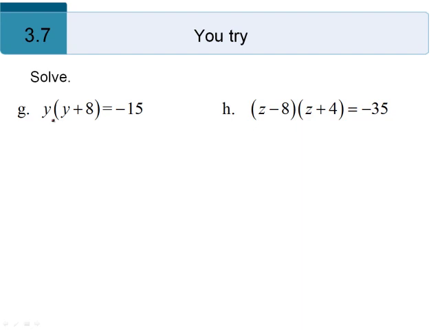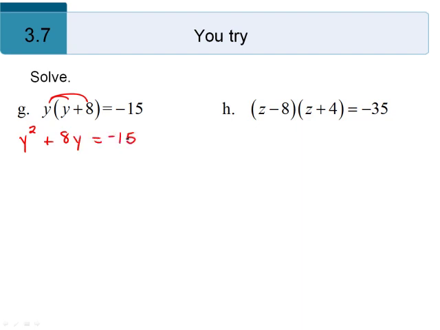Alright, so G, what you need to see here is that it's not equal to 0. So what you have to do is get the 15 on the other side, and distribute that y through the parentheses. It doesn't really matter what order you do it in. So I'm going to distribute first with the y. So you're going to have y squared, because y times y, plus 8y equals negative 15.